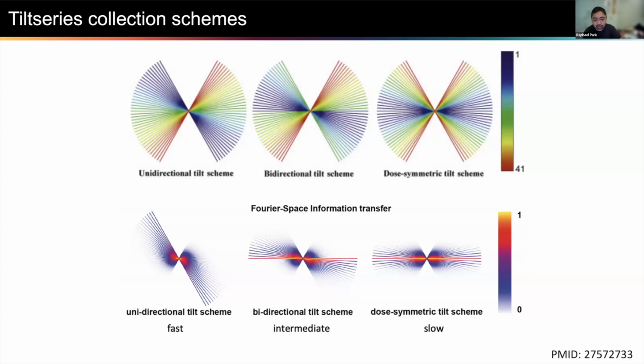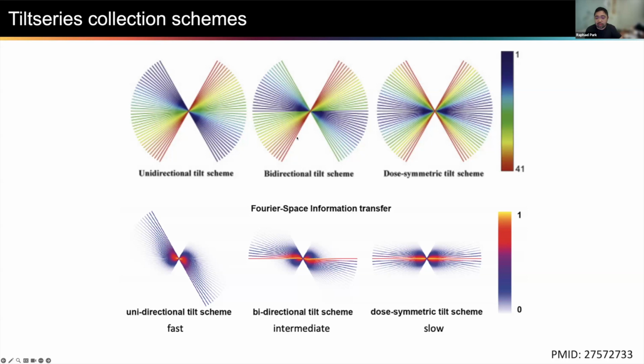And there are many considerations when you collect this type of data, and one of them is the data collection scheme. In the early days, people experimented with different ways of collecting data. For example, unidirectional tilt is starting at one high angle and going to the next high angle, just nonstop data collection in one direction.